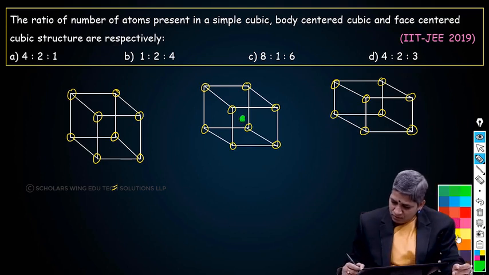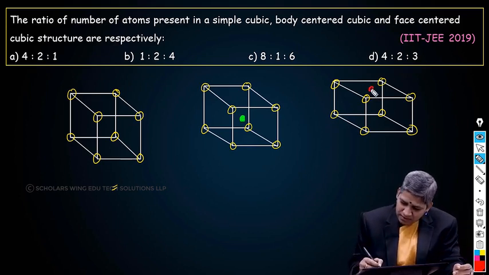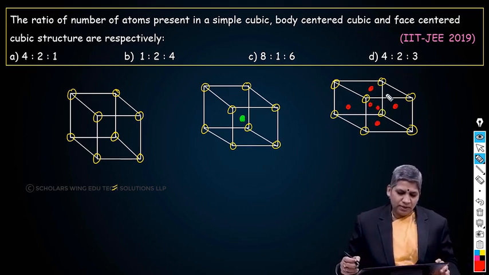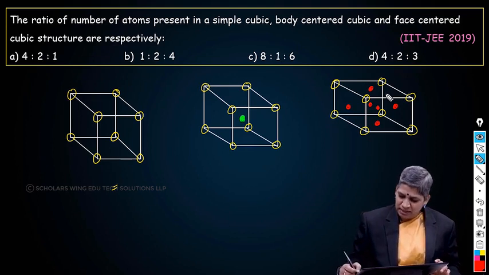Shall we take yellow? No, yellow we already took. So we'll take red, okay? Fine. So here, face center: 1, 2, 3, 4, 5, and 6. Okay, my dear. So, number of atoms per unit cell now.